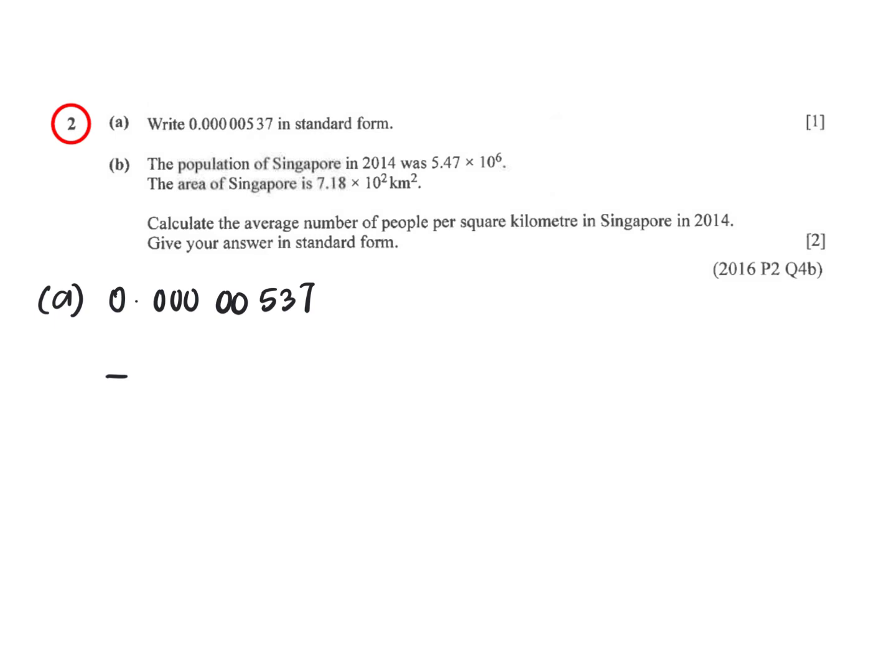Now I'm going to put this as 5.37 so that the number will be bigger than or equal to 1, smaller than 10. Times 10 to the power of something. Now you notice there's a lot of decimal places here. It's a small number, so the power will definitely be a negative power, right? So this is 5.3, 1, 2, 3, 4, 5, 6. I shifted 6 decimal places, so this one will be power negative 6. All right, have you gotten the answer?